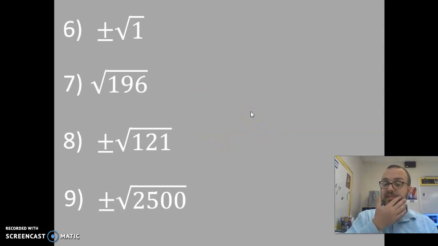Okay, how about these ones right here? Can you go ahead and try these? See if you can think of what those square roots are going to equal. Pause the video and make sure that if I'm asking for a primary, secondary, or both, you're able to give that to me.